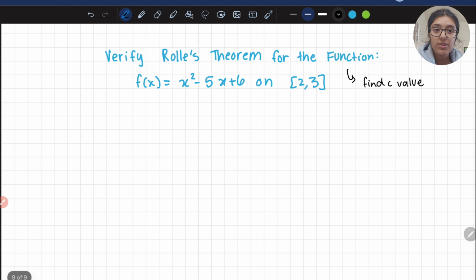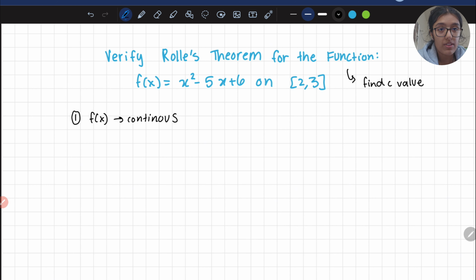Feel free to pause this problem and give this problem a try. So now I'm going to go over the solution. So once again, we have those two conditions that need to be met, plus a third condition. So let's actually meet those two conditions first. So is f of x continuous?